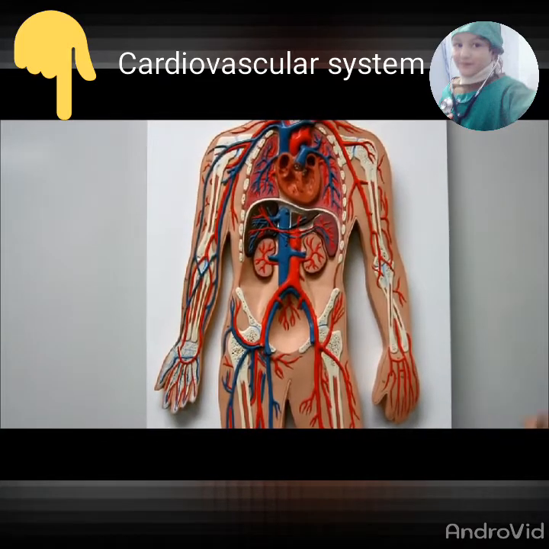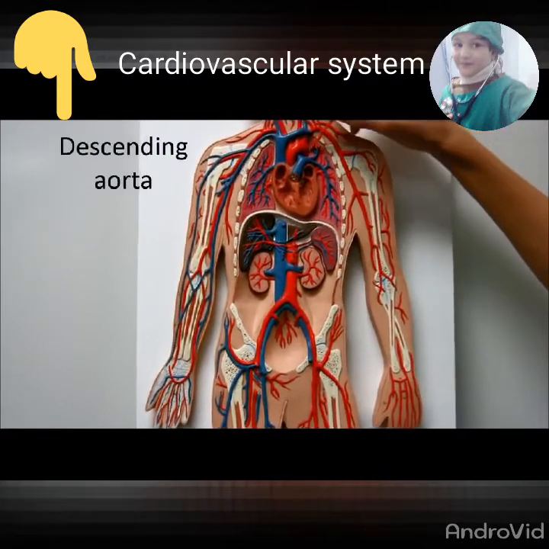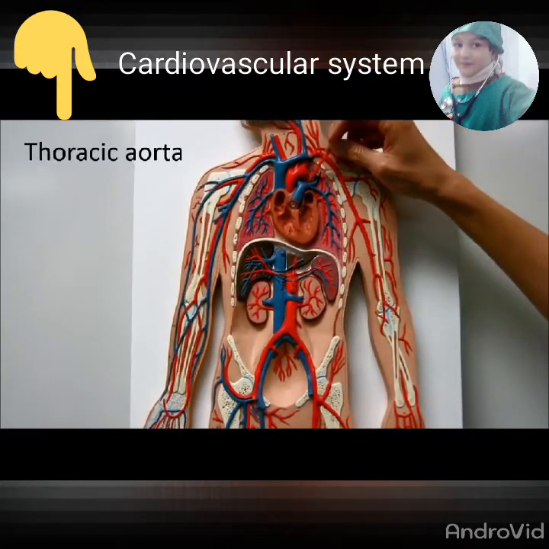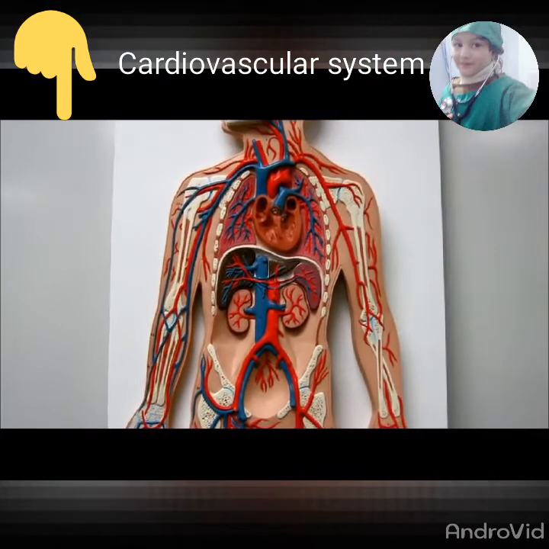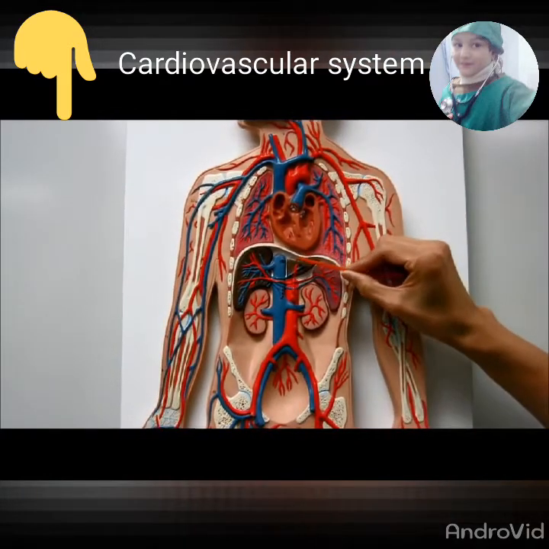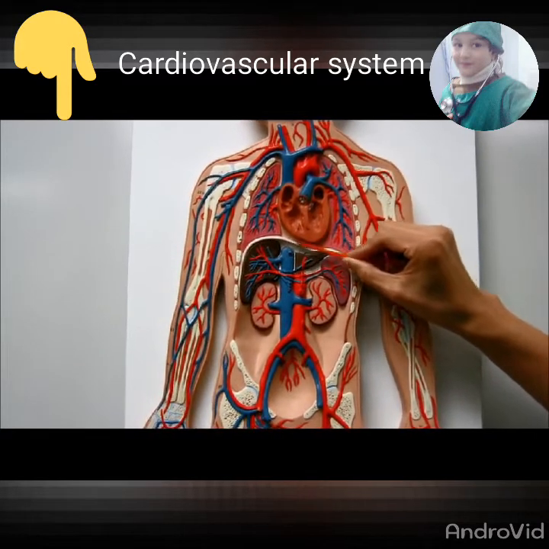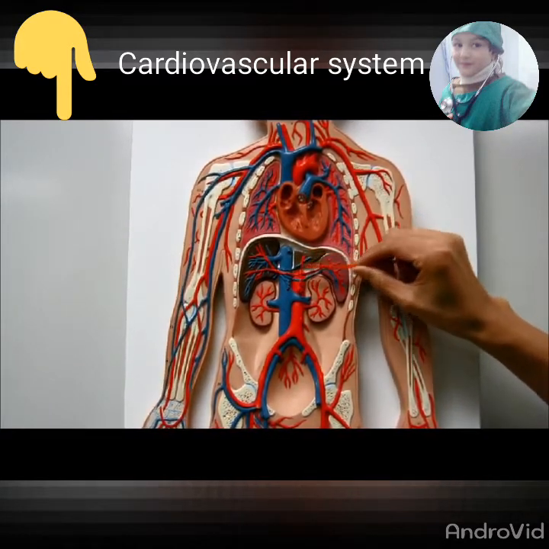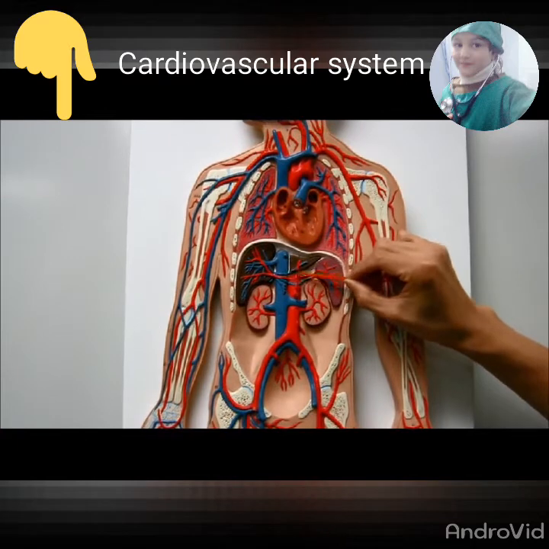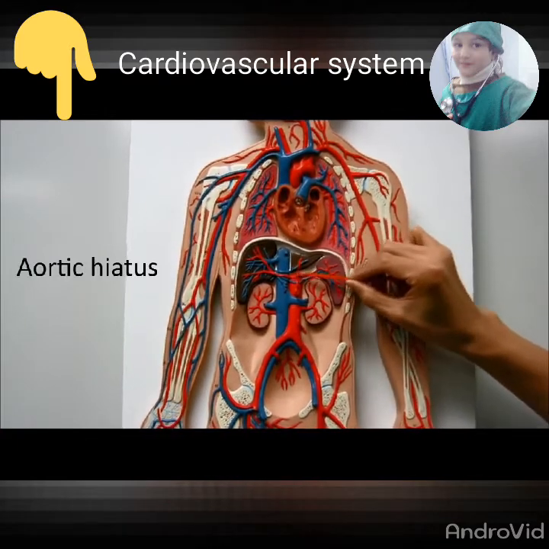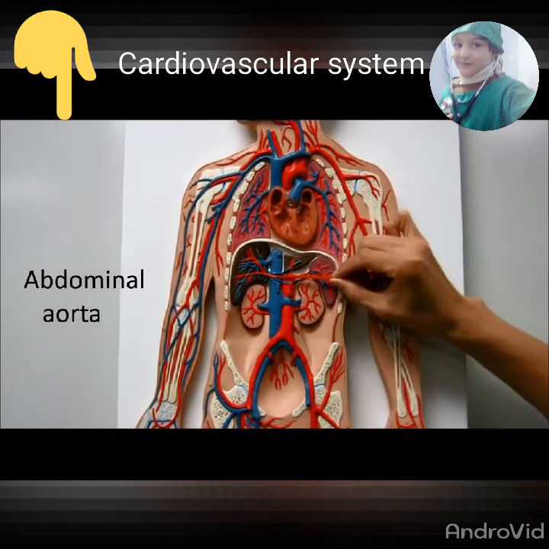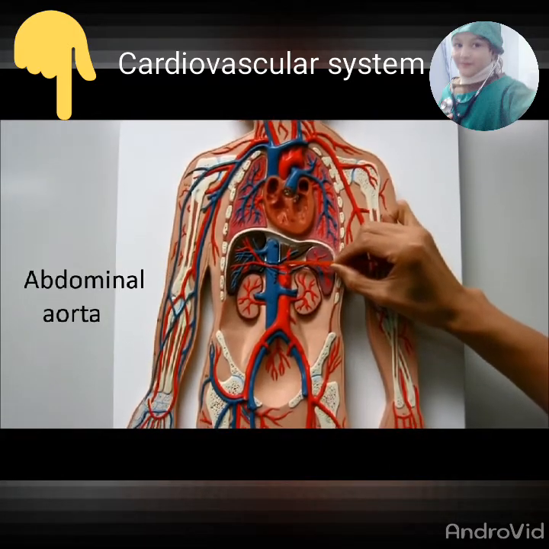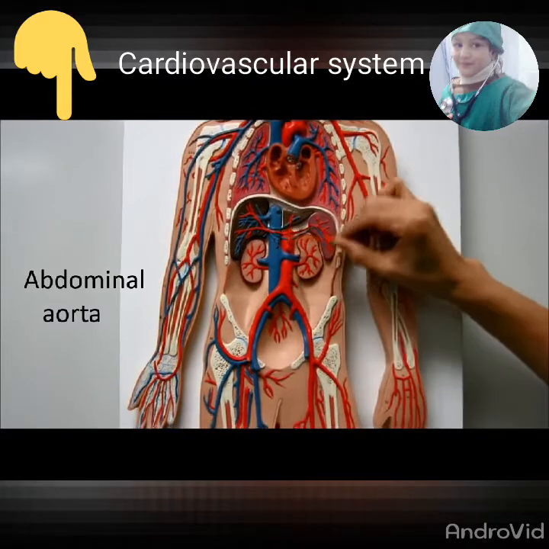Go back here, the descending aorta becomes the thoracic aorta, which runs posteriorly behind the heart. Then the thoracic aorta crosses the diaphragm through an opening called the aortic hiatus, and then becomes the abdominal aorta once it passes into the abdominal region. So from here to here is the abdominal aorta.